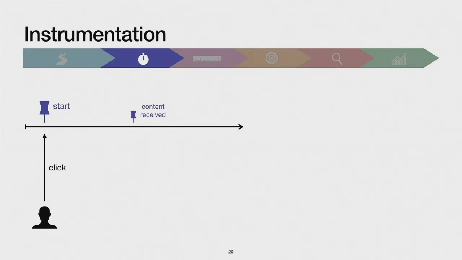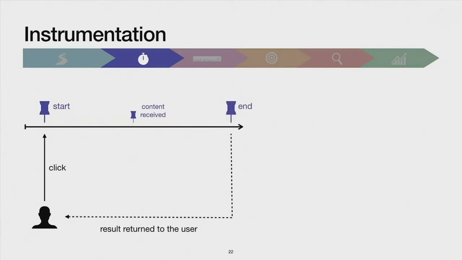Note that the flow is not complete yet. It still needs to render the new content and display it to the user. At this point, we will mark the end of the flow. We're using our open source tracing library, Profilo, to collect this data from production and send it to the server.